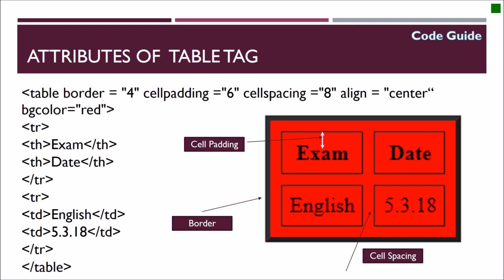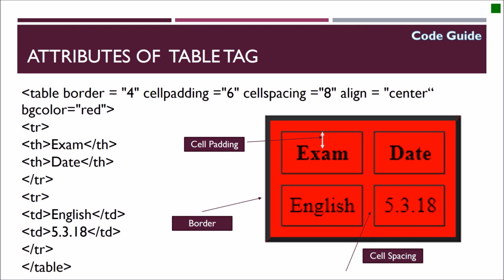Here cell padding equal to 6 pixels. You can see the distance. Cell spacing equal to 8, a different distance between two cells, and align equal to center and bgcolor equal to red. The other attributes I have already explained in my video explaining the entire attributes of table, TD and TH. You can view that also.